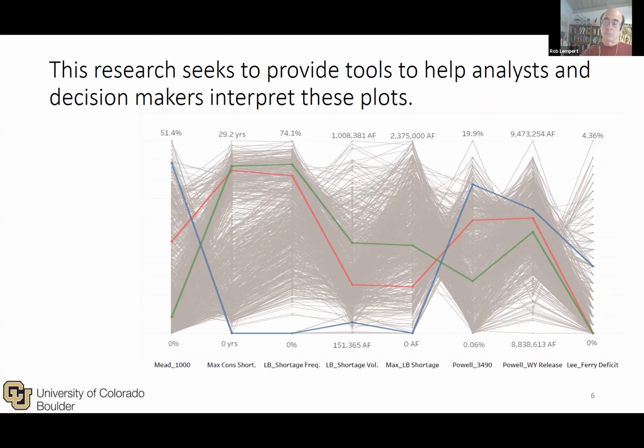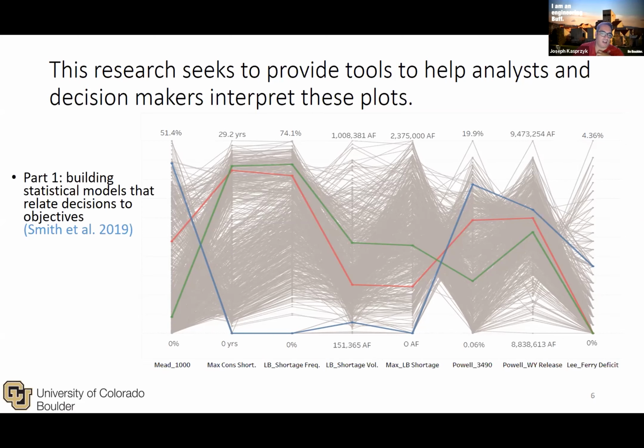Okay, so what are some things that you can do with this multivariate data set that describes the trade-offs in your problem? Well, there's lots of things that you can do, and I want to talk briefly about two different approaches that we've taken. The first is using statistical modeling to build a relationship between the decisions and the objectives within this set. And that was reported in Smith et al. 2019, and I'll spend a few minutes talking about that.